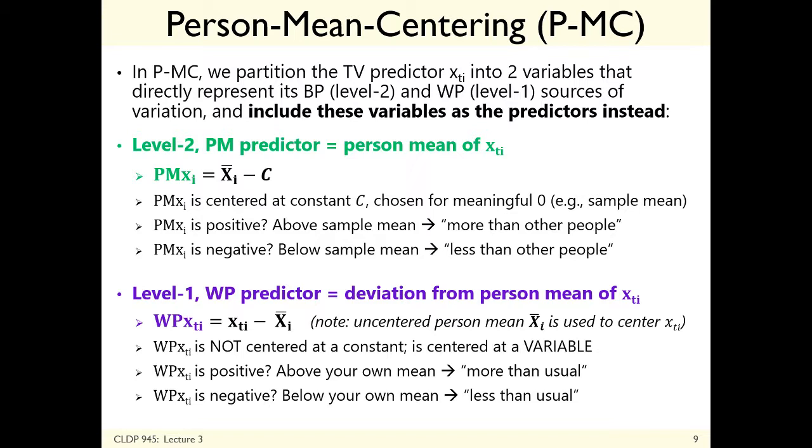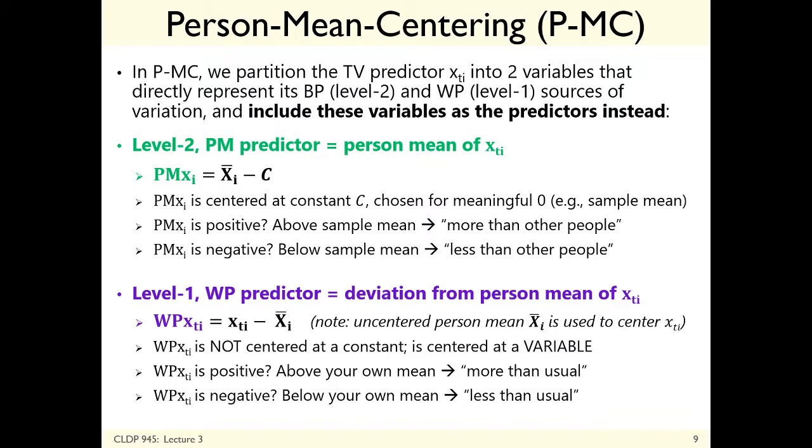At level 1 then, we take the original time varying predictor and we subtract the uncentered person's mean. In other words, we are taking all of the between person mean variance out of the variable. And what's left, within person X, is 0 when you are at your own mean, whatever that happens to be. A positive value of within person X means I am higher than usual. A low value means I am lower than usual. What usual is up here in level 2.